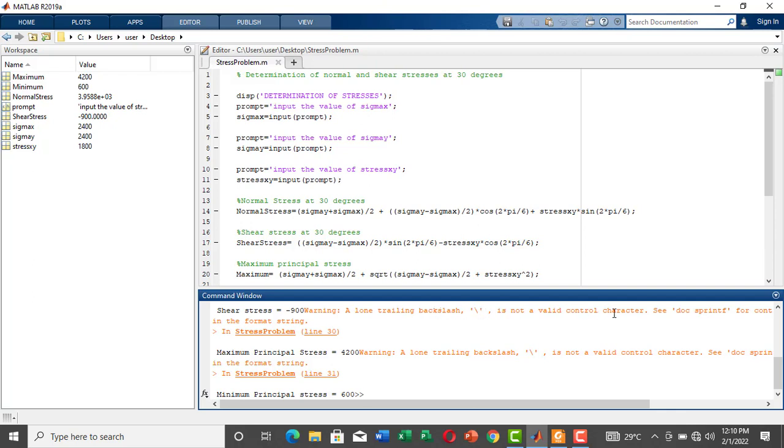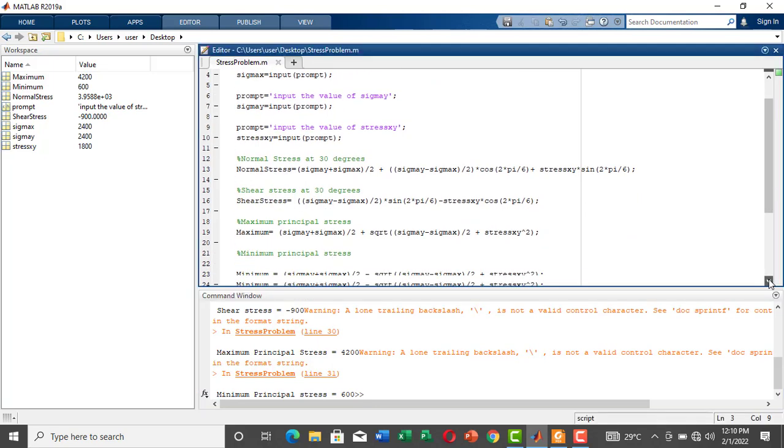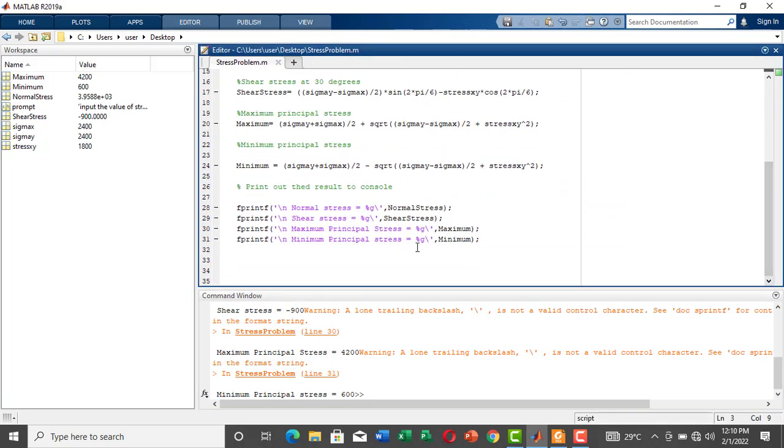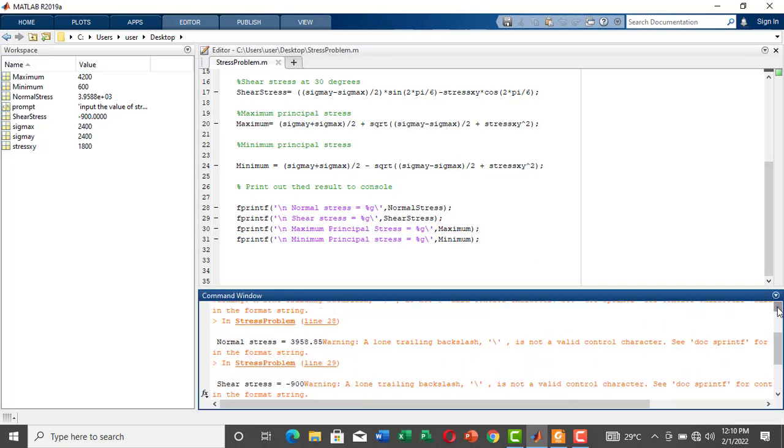I think the only place I have that is what I use for printing normally, but that's not a problem. We have the answer. We are printing 4 things, right? The first one is normal stress. So my normal stress is 3958.85. You can see what you have at the left here, which is the name you want to give it. Normal stress. So that is what you're having here.